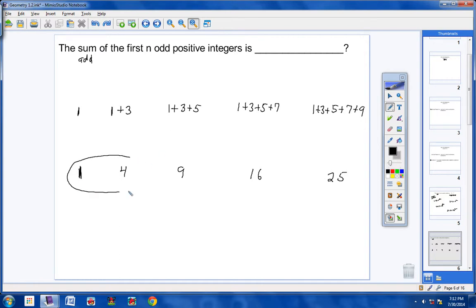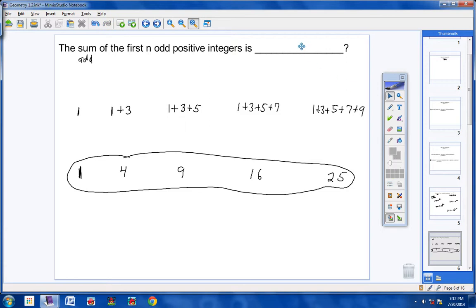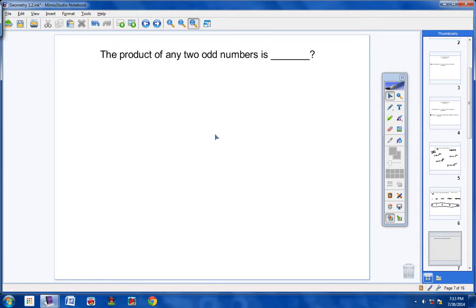Looking at these numbers here and trying to come up with a pattern, I'm going to make this statement right here, and please copy this in your notes. My conjecture is the sum of the first n odd positive integers is a perfect square. That's my conjecture. I'm just trying to finish the sentence, making an educated guess, using inductive reasoning, and making a conjecture. Okay, let's continue on. Let's practice, practice, practice.